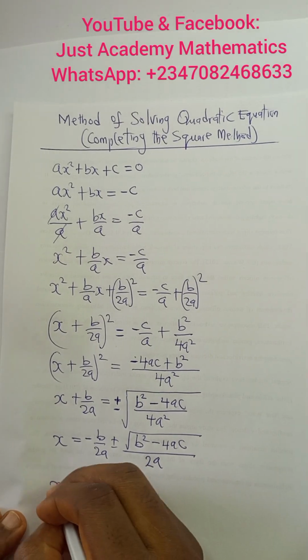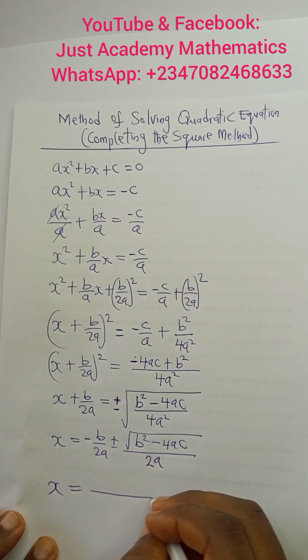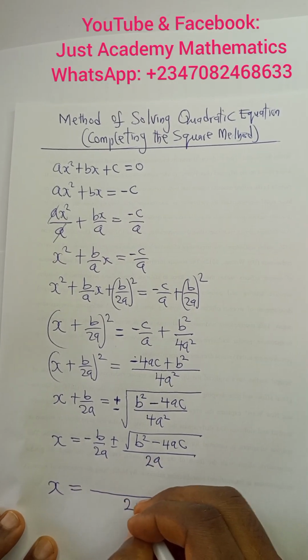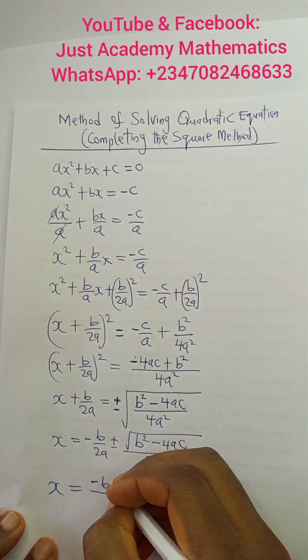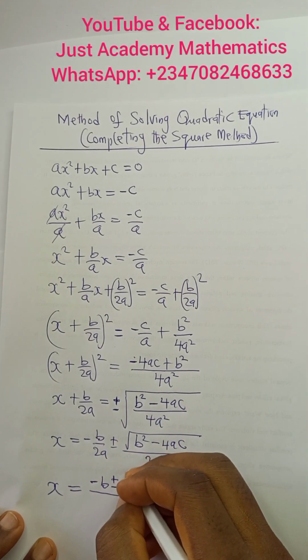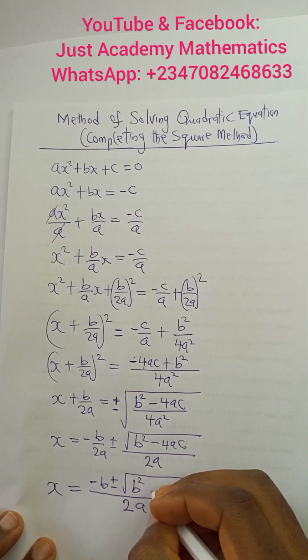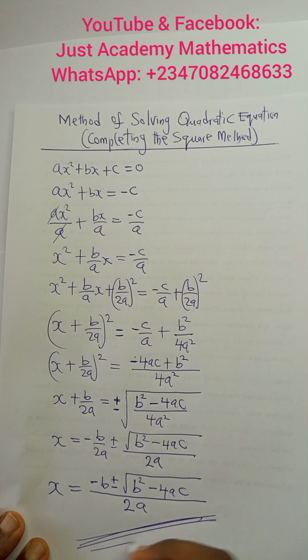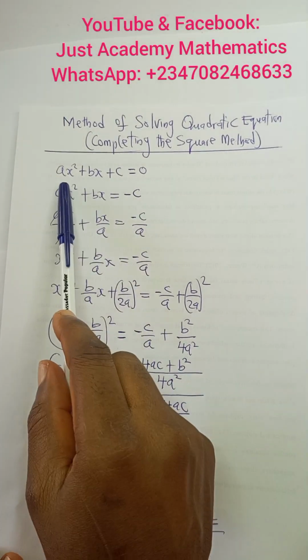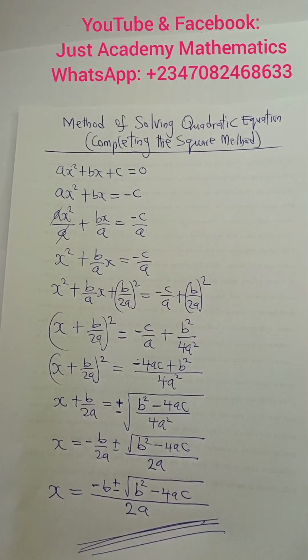Now we'll find the LCM to get the final answer. What's the LCM of both? It's the same thing, 2a. This goes here, 1 times this, minus b, plus or minus the square root of what? b squared minus 4ac. This is the answer you will get if you solve this using the completing the square method.